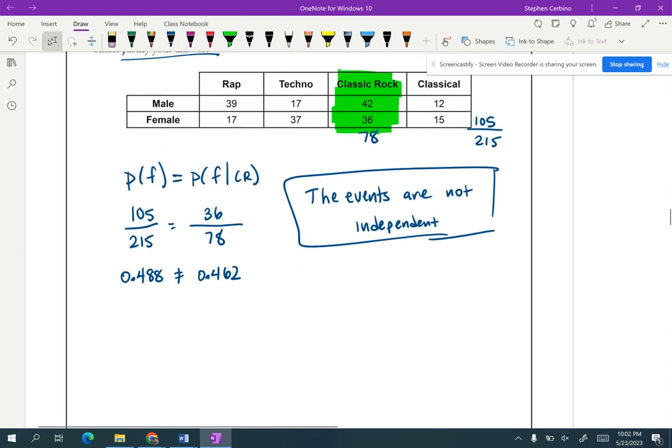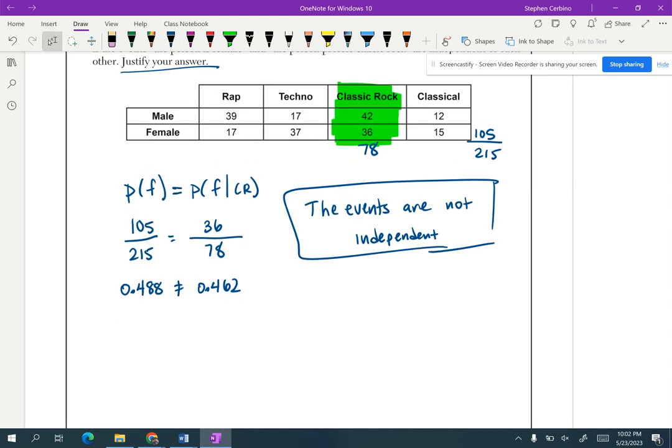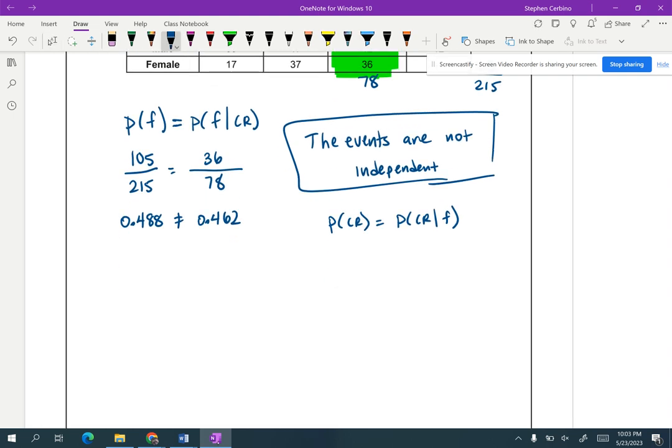Now, the other way that you might have done this would have been instead of using conditional probability, you also could have done the probability of classic rock and seen if this is the same as classic rock given female. That's the one I'm not going to do. If you did it that way, you got two decimals that weren't the same, and you wrote that they're not independent. Good for you.